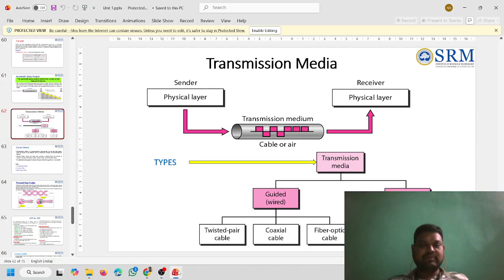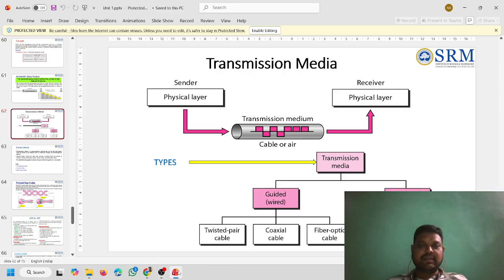Hello everyone. So today we are going to discuss transmission media in computer networks. You know how important transmission media is in computer networks.